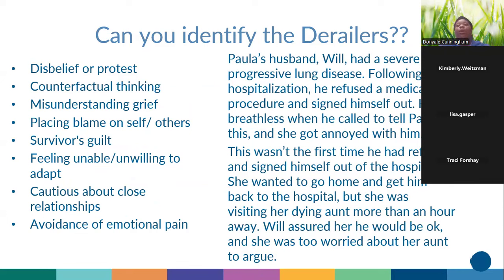So Paula's husband, Will, had a severe progressive lung disease. Following his last hospitalization, he refused a medical procedure and signed himself out. He was breathless when he called to tell Paula about this, and she got annoyed with him. This wasn't the first time he had refused care and signed himself out of the hospital. She wanted to go home and get him back to the hospital, but she was visiting her dying aunt more than an hour away. Will assured her he would be okay, and she was too worried about her aunt to argue. All right, so we're going to see what these derailers are in Miss Paula's story.